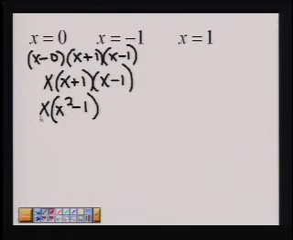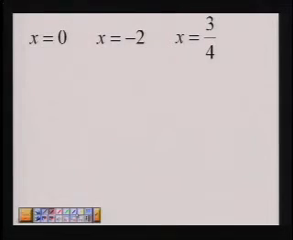So for a last step, all I have to do now is distribute my x. So x times x squared is x to the third, and x times negative 1 is minus x. So the polynomial x cubed minus x should have roots at 0, negative 1, and 1. And again, you can verify that on your calculator.